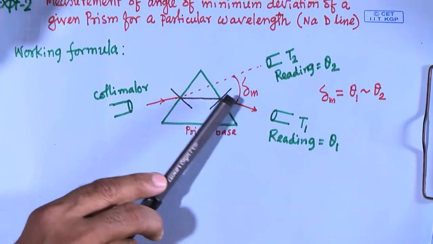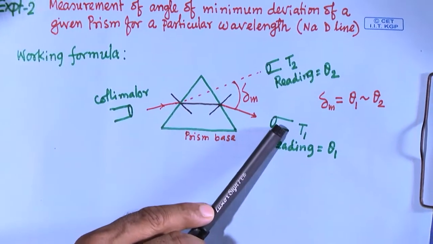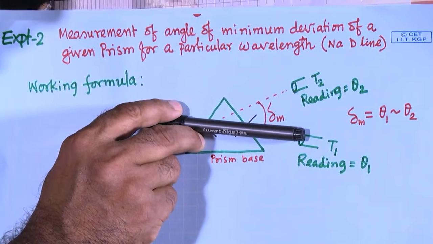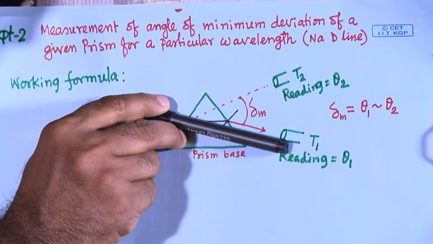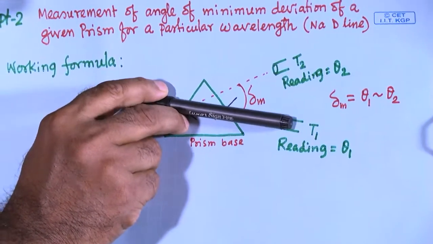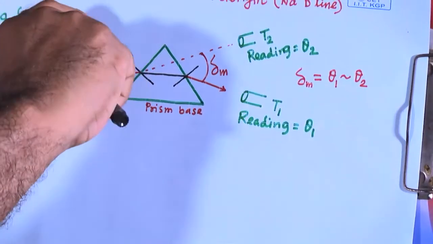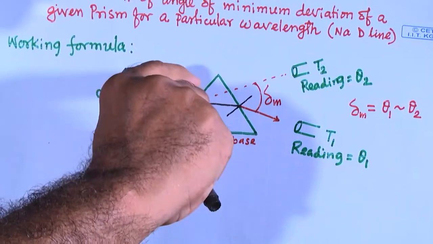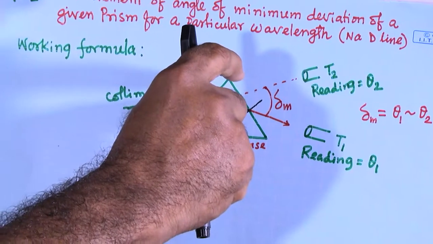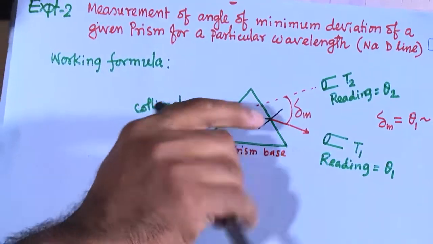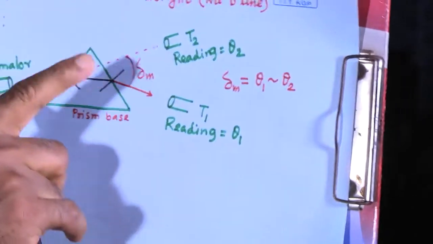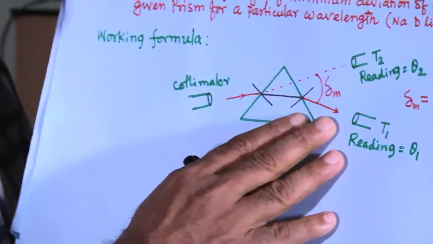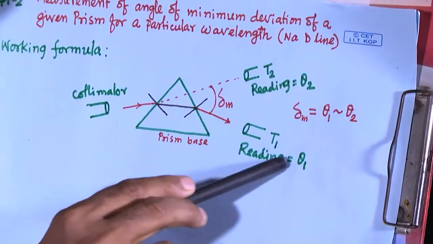So that means this emerging ray, for higher or lower incident angle, will all the time move this side. When I rotate the prism clockwise, it will move this side, or if I rotate anti-clockwise, also it will move this side. So this position we have to find out first. That's the minimum deviation position.